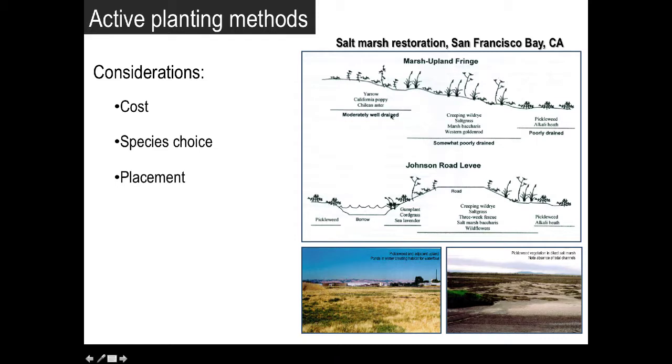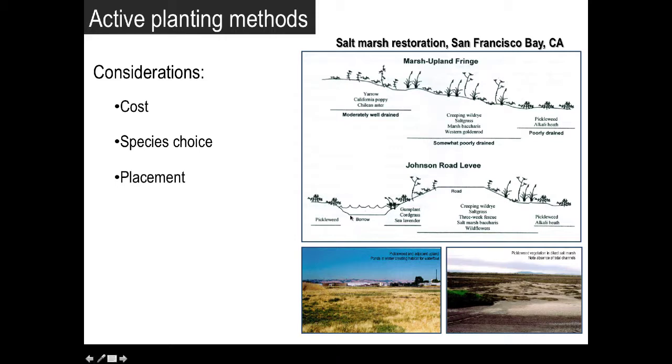So here we have, in a salt marsh restoration project in San Francisco Bay, California, moderately well-drained soils, somewhat poorly drained soils, and poorly drained soils, depending on where the site is located on that adjacent upland to the pickleweed marsh. And a suite of species that are adapted to each one of these topographic positions.